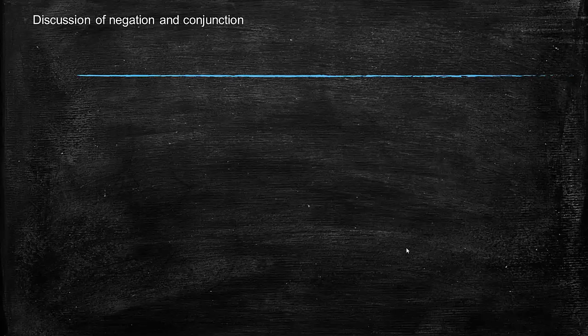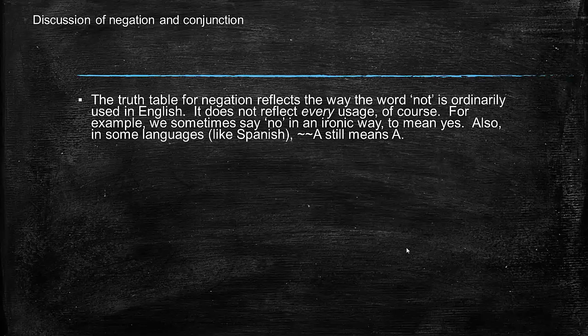All right, now, intuitively, both negation and conjunction work pretty well. The truth table for negation reflects the way the word not is ordinarily used in English. It doesn't reflect every usage. Sometimes we say no in an ironic way, like no, which actually means yes.